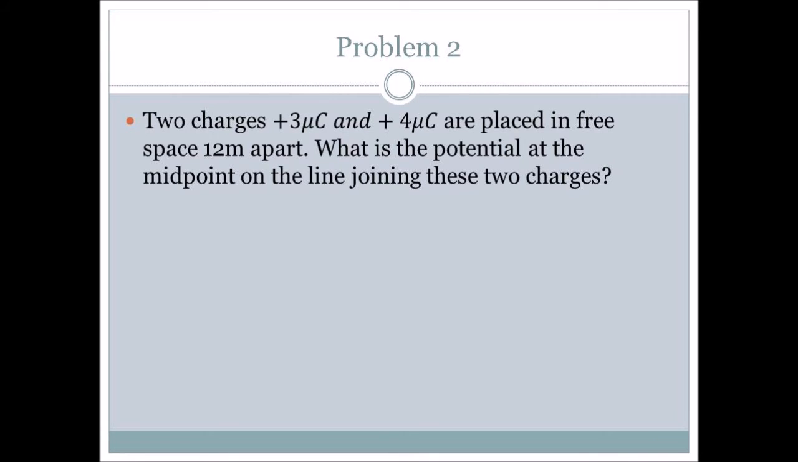Now let's consider another question. Two charges plus 3 microcoulomb and plus 4 microcoulomb are placed in free space 12 meter apart. What is the potential at the midpoint on the line joining these two charges?